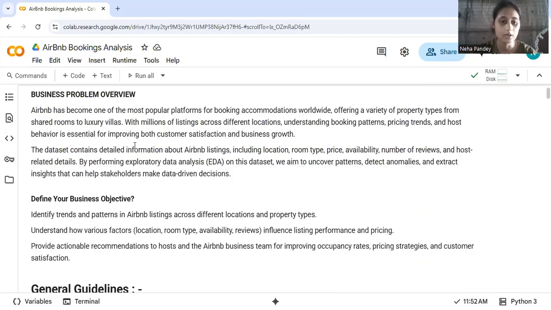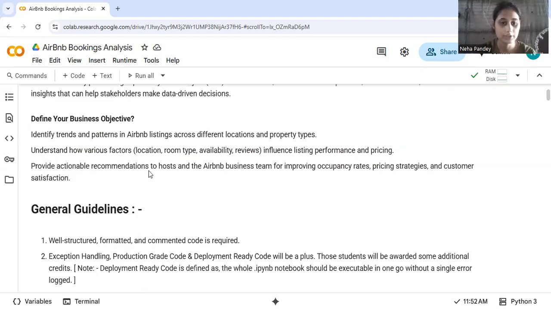In this project, I have explored the dataset to answer key questions such as: which locations are most popular? What factors influence pricing? How do customer reviews impact bookings? Define your business objective. The main objective of this project is to analyze Airbnb data and understand booking patterns, customer behavior, and pricing trends.